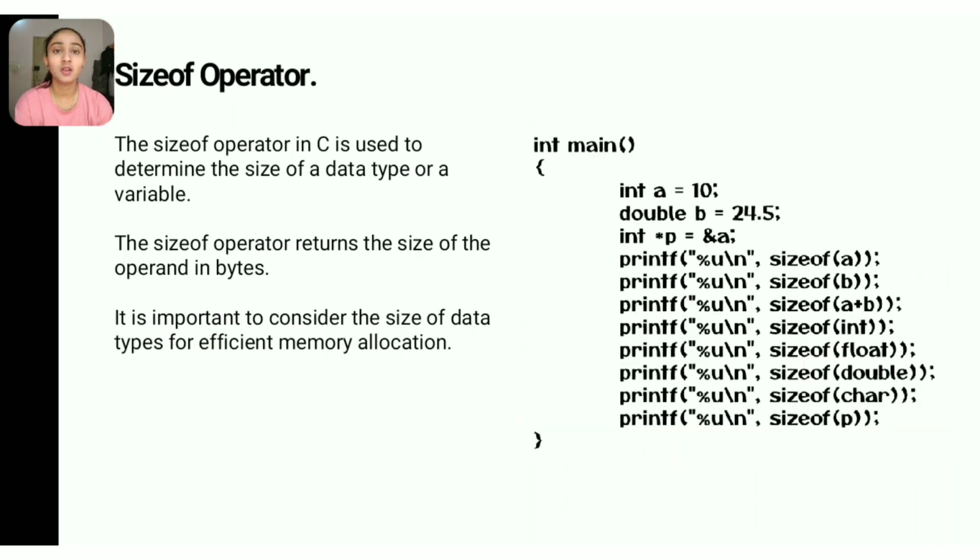Sizeof operator. The sizeof operator in C is used to determine the size of a data type or variable. The sizeof operator returns the size of the operand in bytes. It is important to consider the size of data types for efficient memory allocation.